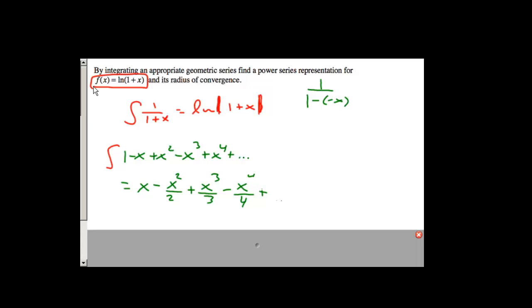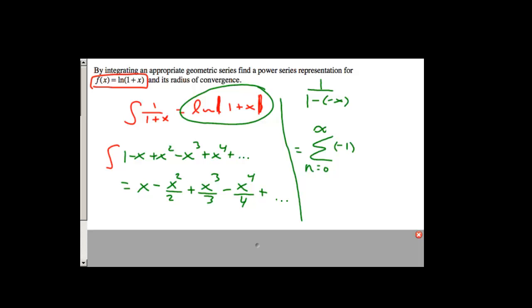And what we realize is we could rewrite this entire thing. So ln of 1 plus x could be written as the sum from n equals 0 to infinity of negative 1 to the n times x to the n plus 1 over n plus 1. And there are other ways of writing that sum starting with n equals 1, but this way works pretty well.